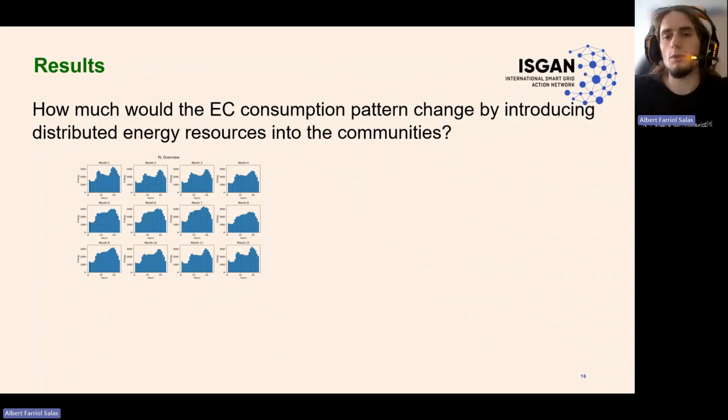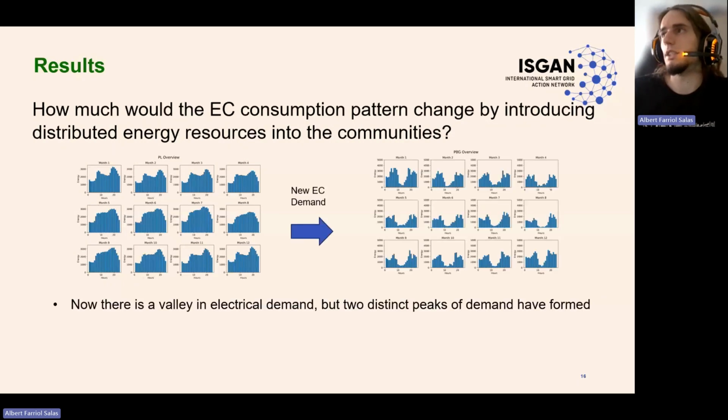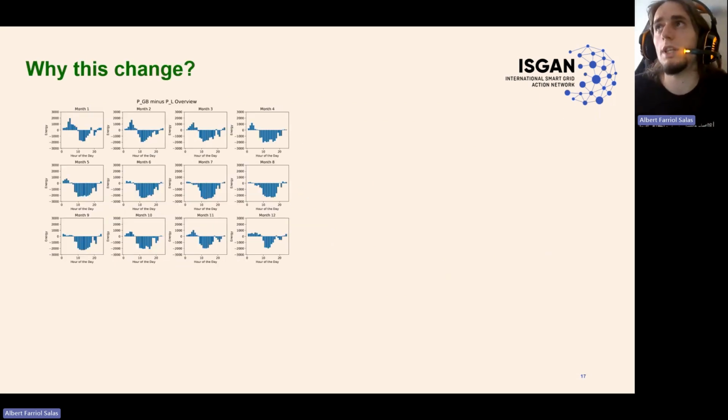We built and compiled the model, and this new energy community demand, from the perspective of the DCO, what the DCO will receive as demand, is going to be this one. As we can see, it changes a little bit because now there is a valley in the electrical demand, but two distinct peaks of demand have formed. So in the 10 to 15 hours, you have less energy demand, but in the other hours there is a bit of an increase.